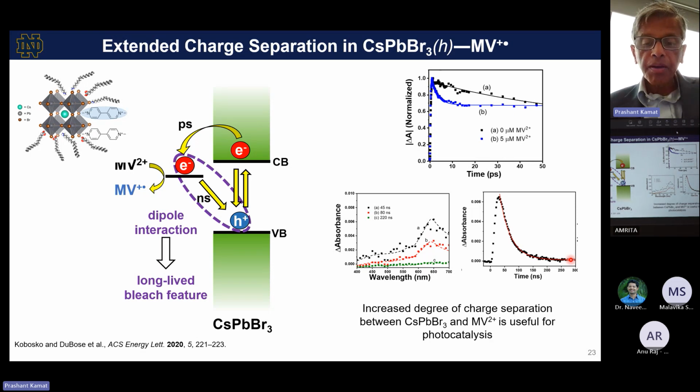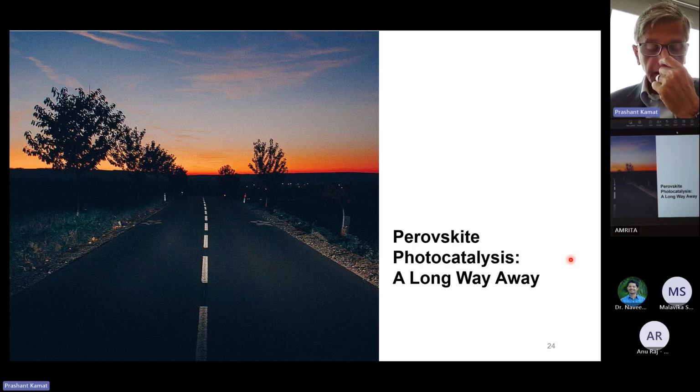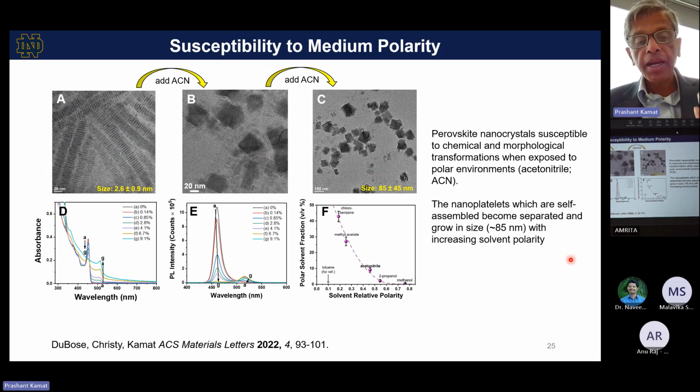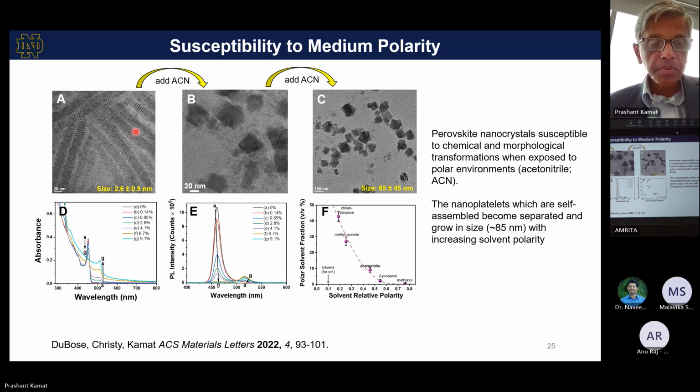But before I move on, there is a question: there are a lot of problems with these perovskite nanocrystals. If you ever work with them, as I said, you want to use them in water to split and make hydrogen, but they have a problem. For example, if you add any polar medium, these nanoplatelets of cesium lead bromide, even a few percent, 1 to 2% of acetonitrile, when you add it, the structure deforms and forms these larger crystals.